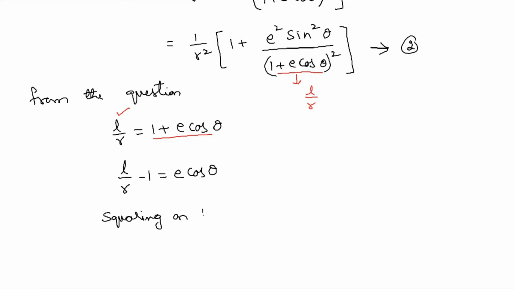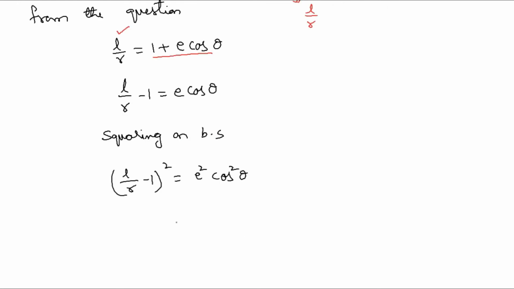Squaring on both sides, we get (L/R − 1) whole square is equal to E square cos square of theta. But I can express this in terms of sine square, since 1 minus sine square theta is cos square theta.